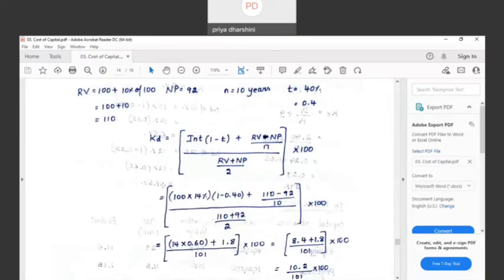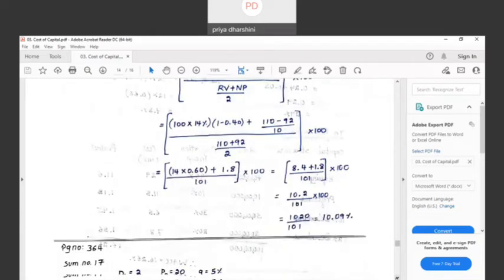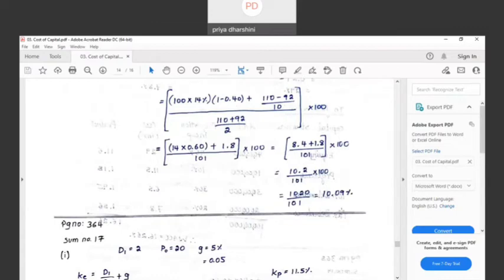Tax rate is 40%. How much is interest? 14% on face value of 100 rupees into 1 minus tax, plus RV minus MP by N, divided by RV plus MP by 2, into 100. You will get a cost of debt of 10.09%. You will not get the book answer. It is wrong. You can just ignore it. Is this sum clear?